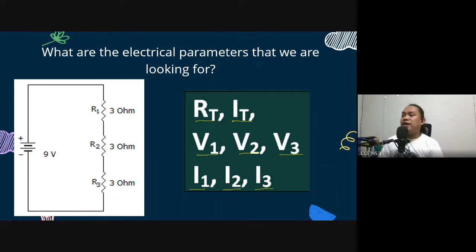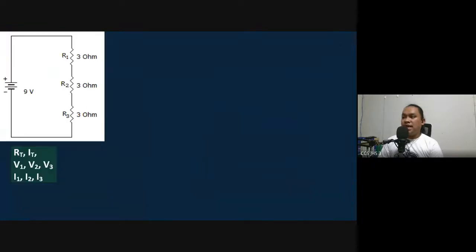Okay, now let's try to solve the problem. As you can see, here is our diagram and here is the required, that's 1 point. Then let's write the given values. Total voltage is equal to 9 volts. R sub 1 is equal to 3 ohms. R sub 2 is equal to 3 ohms. Then R sub 3 is equal to 3 ohms as well. Please do not forget to write the symbols for your unit of measure, because without the symbols, it is automatically wrong.